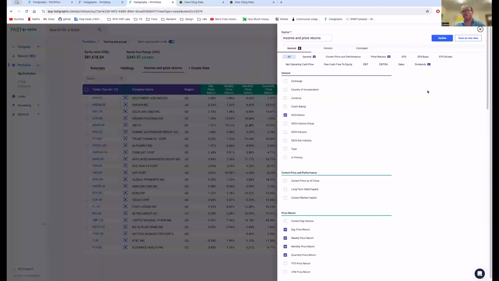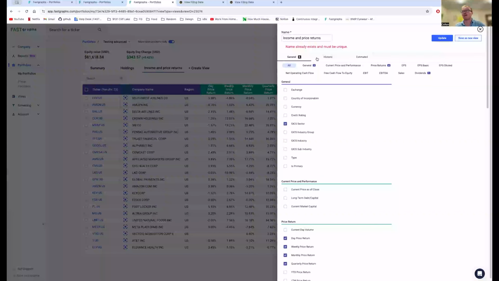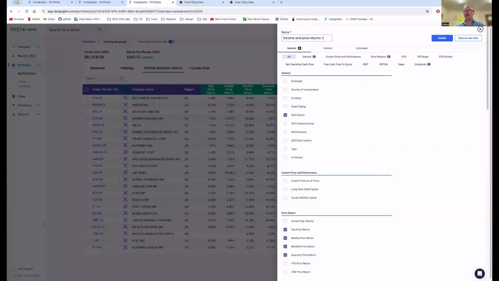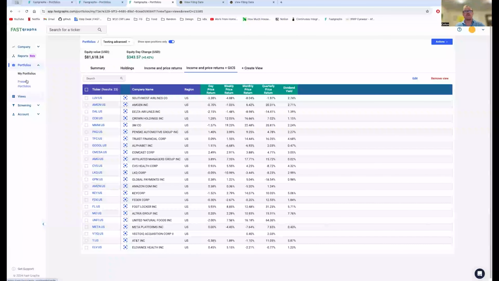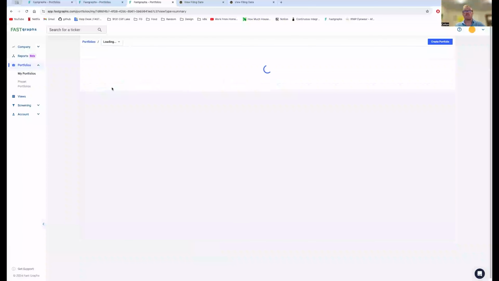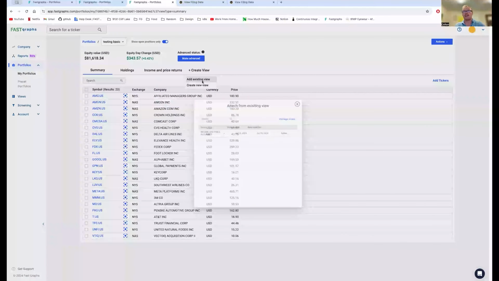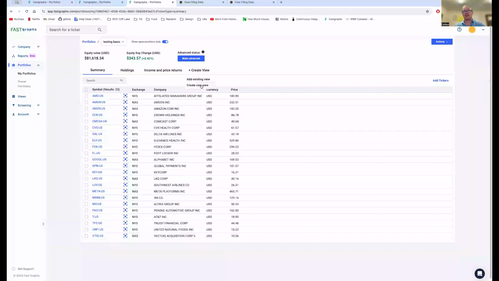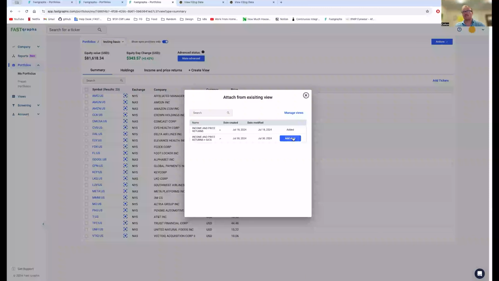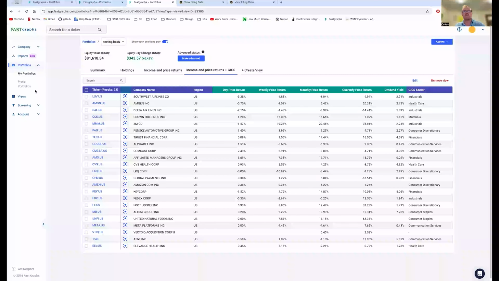I can edit this view and I could add GICS sector if I wanted to. If I were to hit update, it would update it across all the portfolios that have this view, or I could save this as a new view, plus GICS is what I could call it. And I could save this as a new view. And now I've got these two. And then now if I were to go to another portfolio, I could add an existing view and refresh my page. I could add an existing view and there's that GICS one. So now I have that on two portfolios.